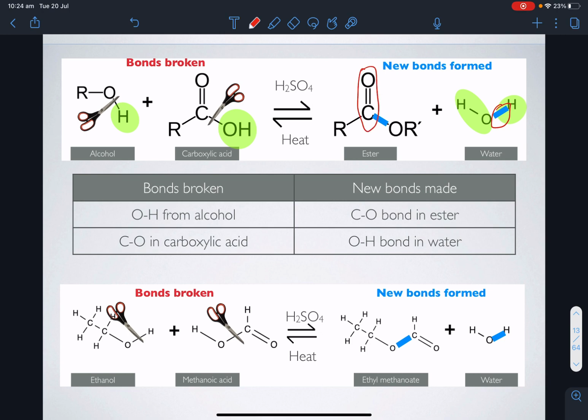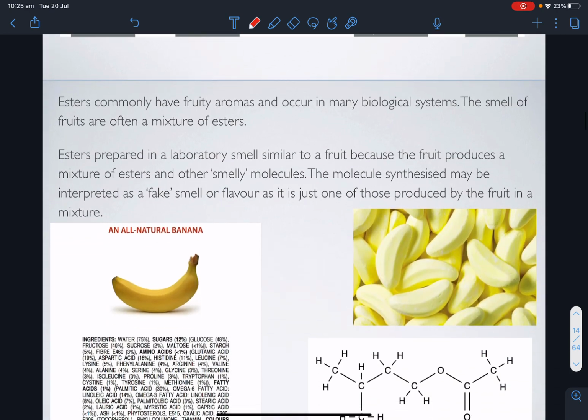Okay. So the bonds broken here in the table, I've just represented another way, is the OH bond in the alcohol and the CO bond in the carboxylic acid. Okay, the new bonds that are made are the CO bond in the ester and the OH bond in water. Okay, so here in my example, I've got ethanol with methanoic acid. The OH bond in the ethanol is cut and the CO bond in the methanoic acid is cut. And here in the ethyl methanoate, the new bond is between the carbon and the oxygen and the hydrogen there. Okay, that's pretty hard to remember, but it could come up in an exam question.